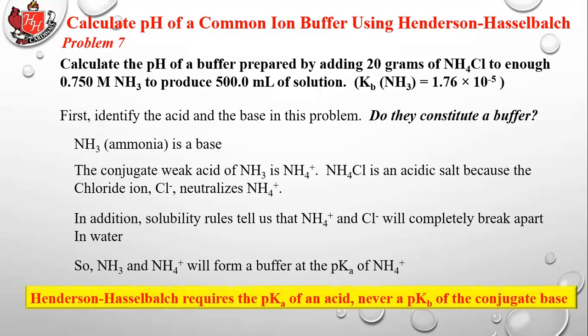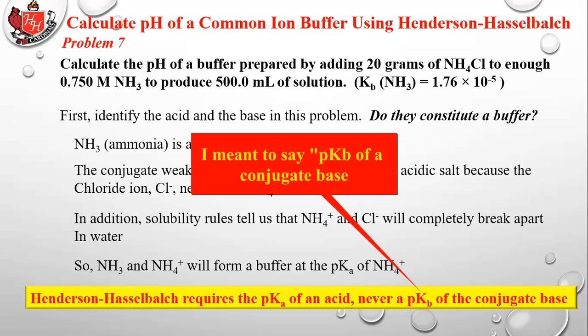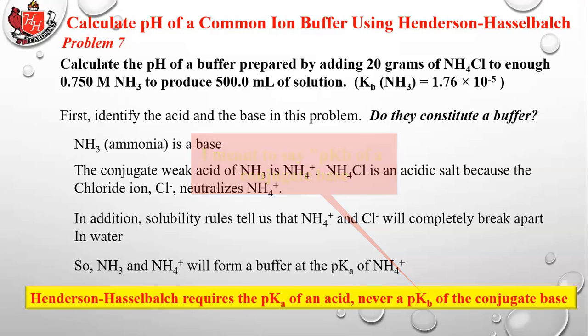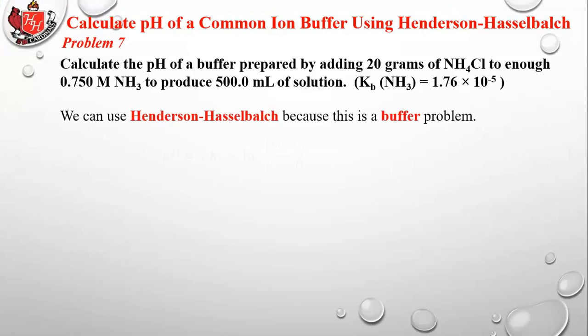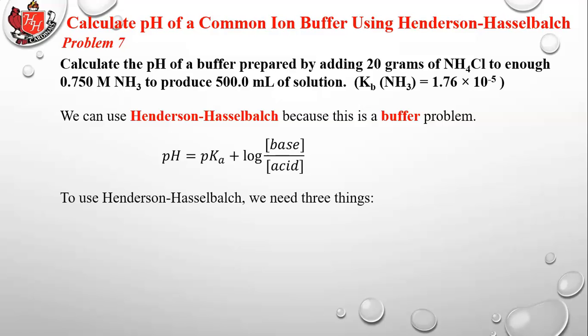So Henderson Hasselbach requires a pKa of an acid, never a pKa of a conjugate base. So that Kb up there, we can't just turn that into a pKb and use Henderson Hasselbach. You have to get it to a pKa. Okay, so we continue. To use Henderson Hasselbach, we need three things. The concentration of the weak base, NH3, we said we already have that, 0.75.